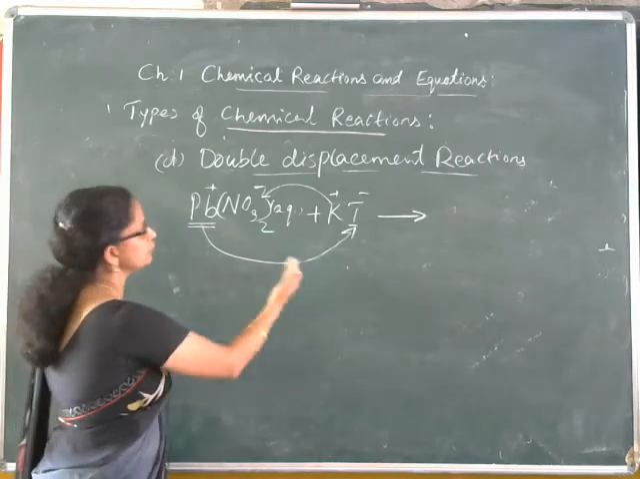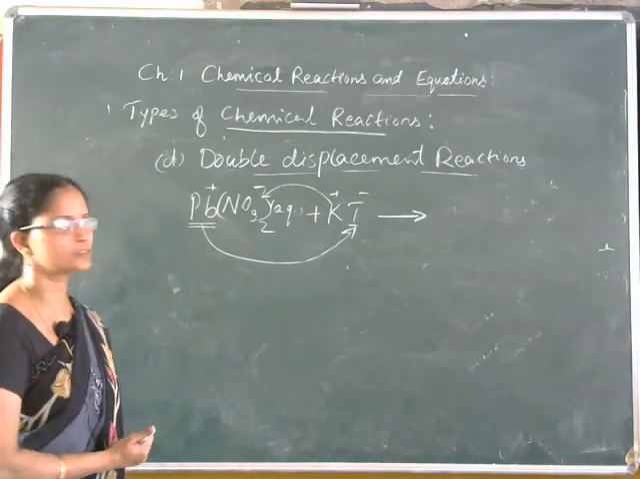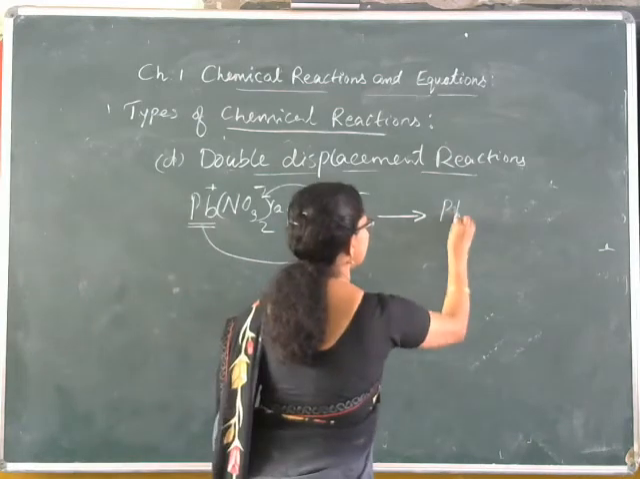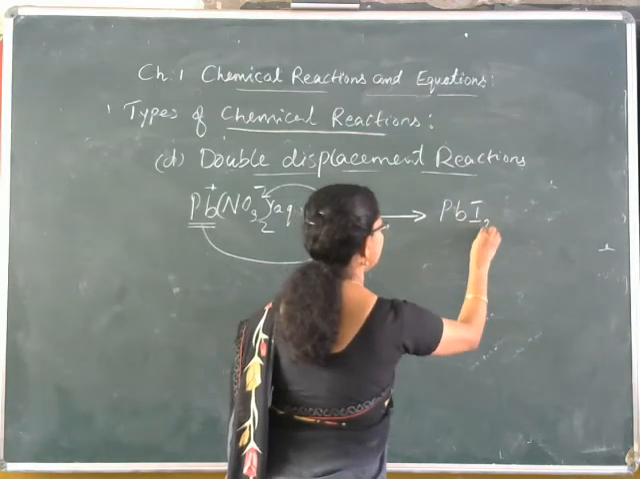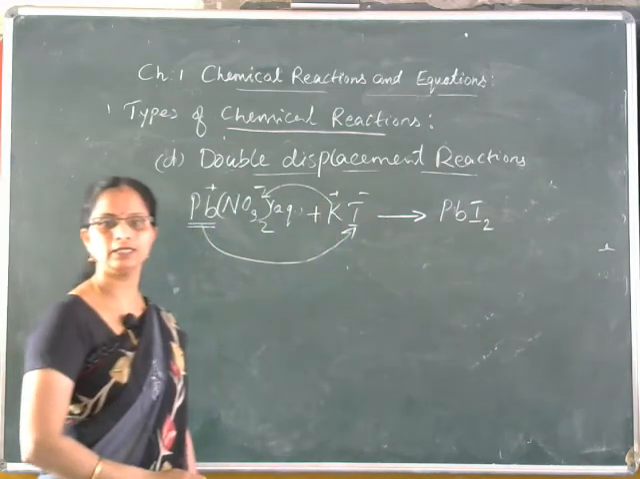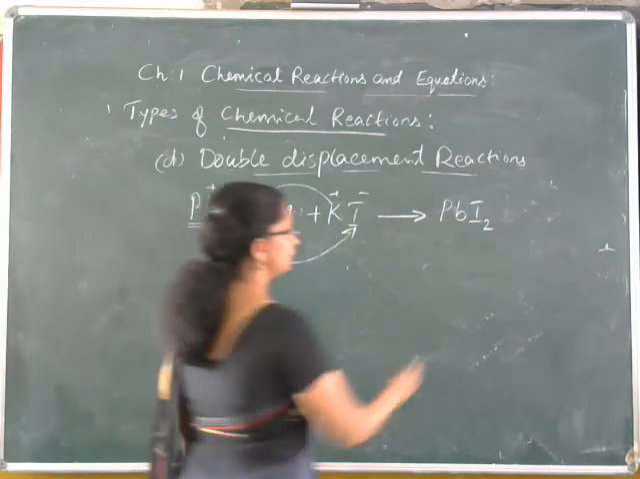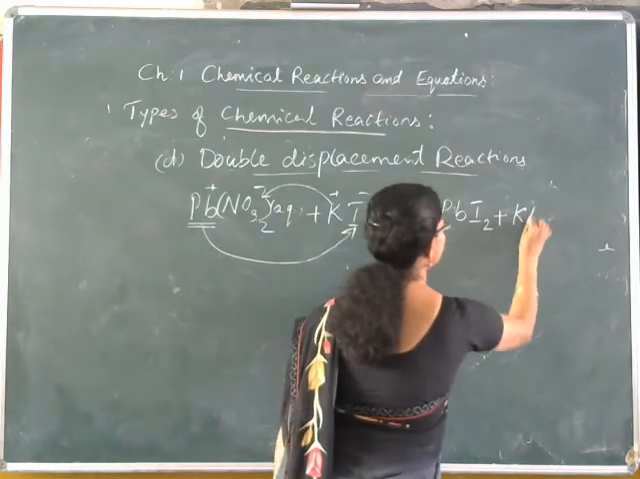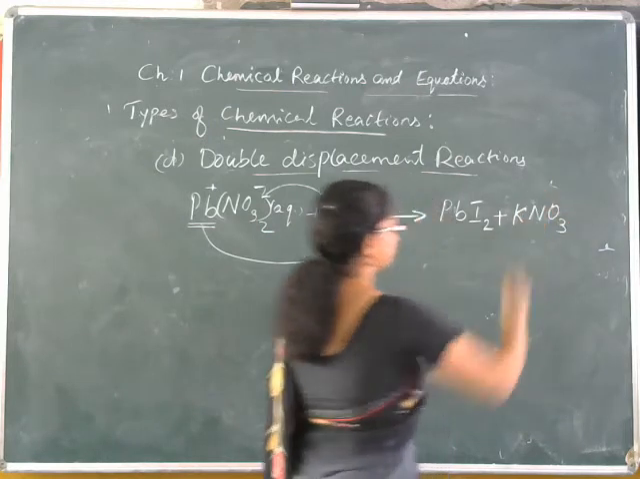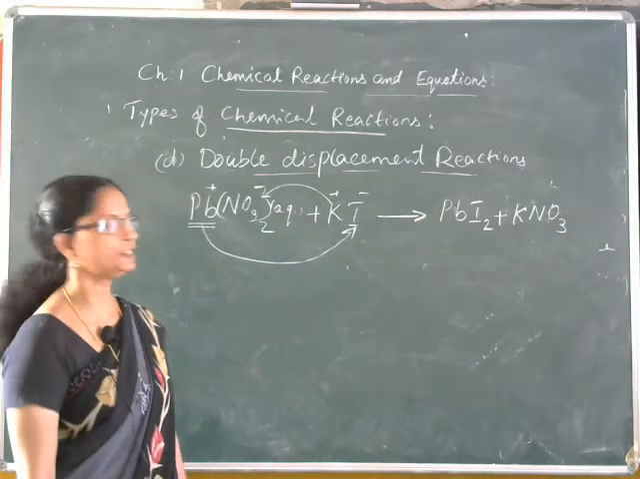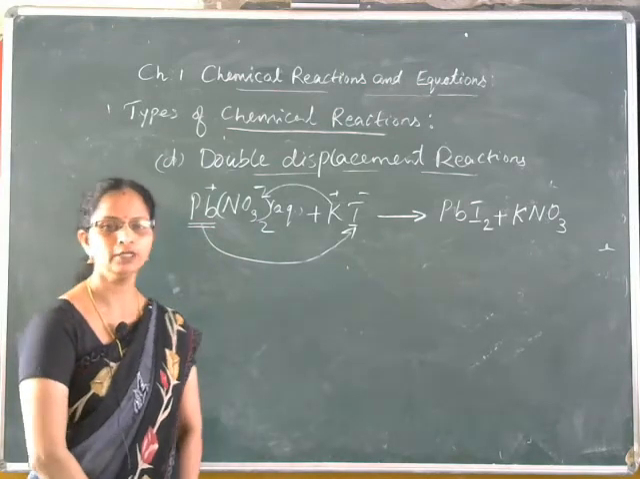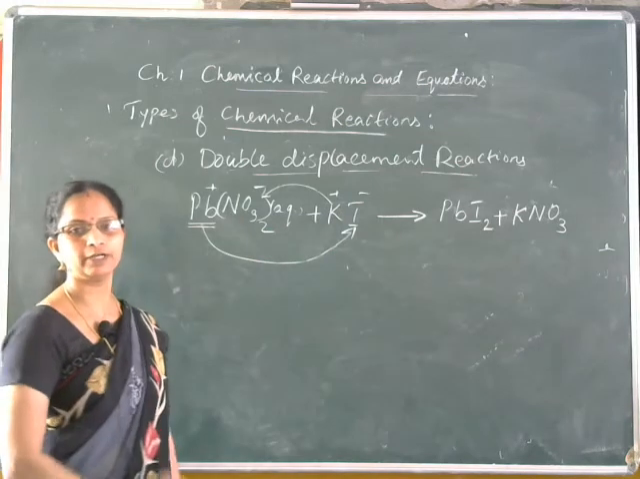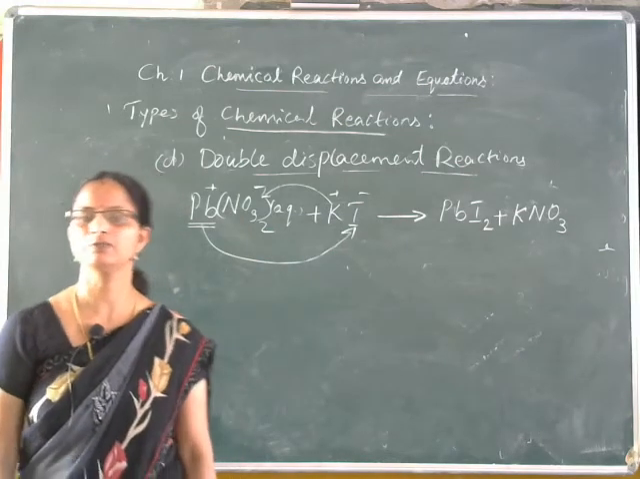And due to the exchange of these ions, cations and anions, new substances are produced. Pb combines with I, and the product formed is PbI2, which we have seen as a yellow precipitate, and potassium combines with nitrate to form KNO3. Lead iodide and potassium nitrate are the products formed here because of the exchange of ions between the reactants. Such reactions are said to be double displacement reactions.